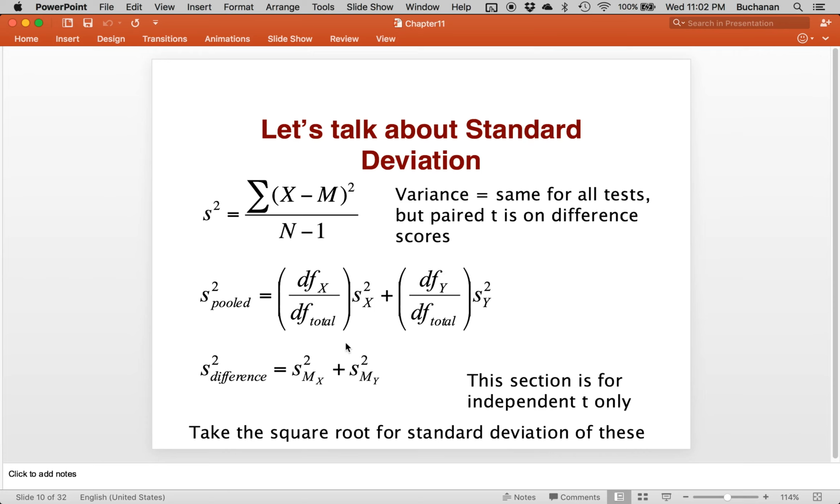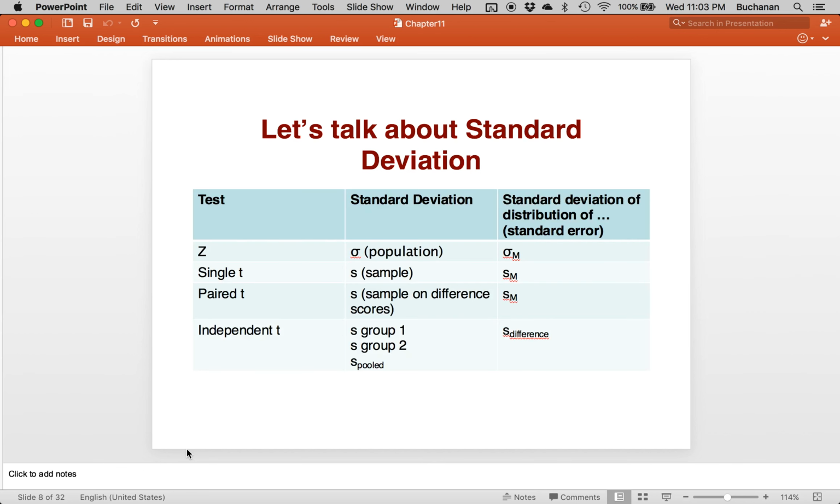Now, S difference is a complete misnomer. I think this should be called standard error pooled, or just standard error, really. But don't take this as S of the difference scores. It's the standard deviation of the t distribution when it's group 1 minus group 2 for independent t. So I feel like S difference is really a terrible label for this because it makes it sound like it's a dependent test. It's not. It's independent t. So just remember the formulas or the wording here. Okay, so it's still standard error of the mean, and this is standard error of the differences between group means.